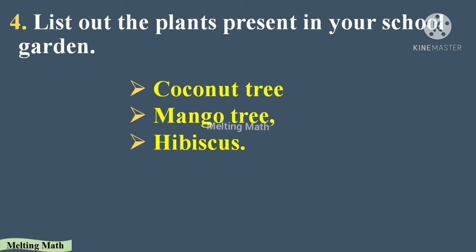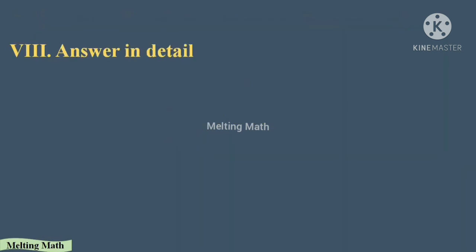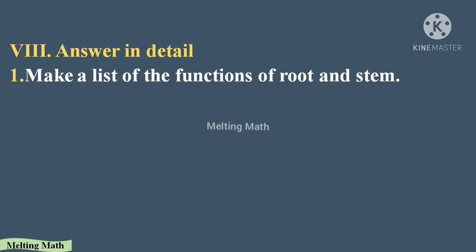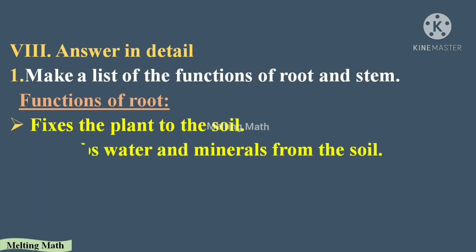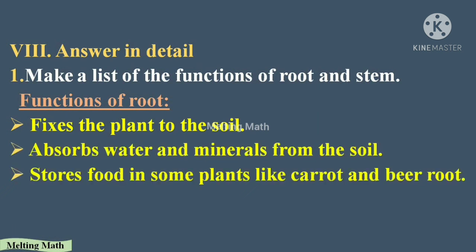Okay. Let's see the seventh Roman letter. Answer in detail. First one, make a list of the functions of a root and a stem. Let's first see about the function of root. Root fixes the plant to the soil. Root absorbs water and the minerals from the soil. Root stores the food in some plants like carrot and beetroot. Okay, this is the function of root.